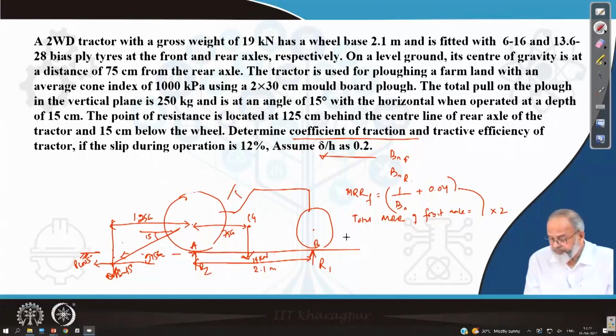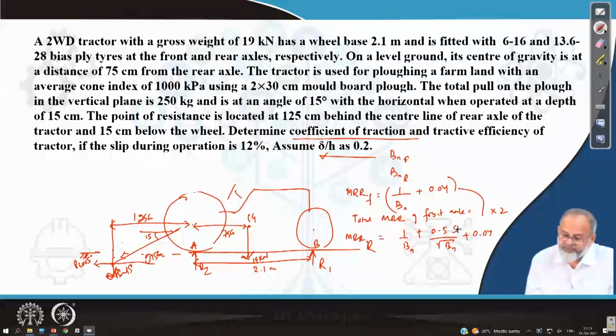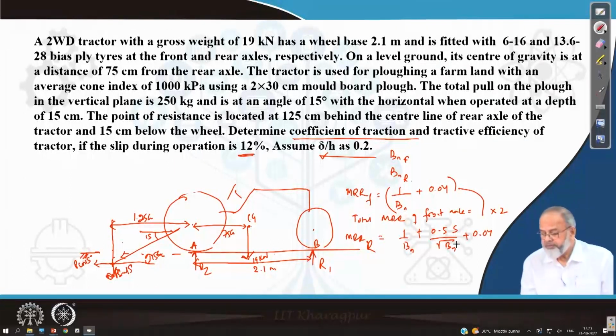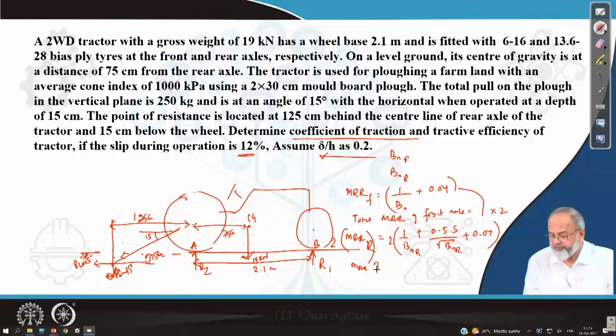Similarly, for calculating the motion resistance ratio of the rear wheel, we have to take slip into consideration: 0.5 s by square root of Bn plus 0.04. Slip we can take as 12%, as given. Substituting here, this will be Bnr. Now you find the motion resistance of a single wheel at the rear axle, then multiply by 2, which gives the motion resistance of the 2 rear wheels.